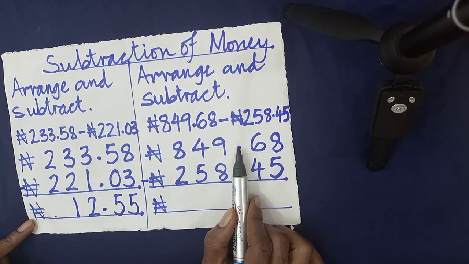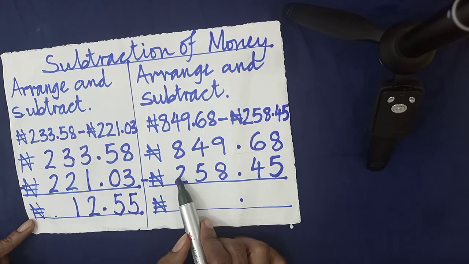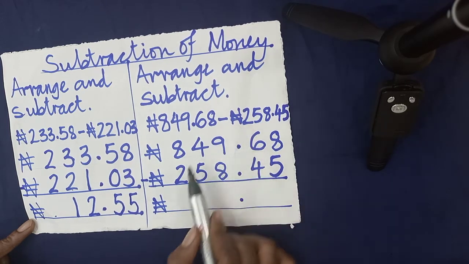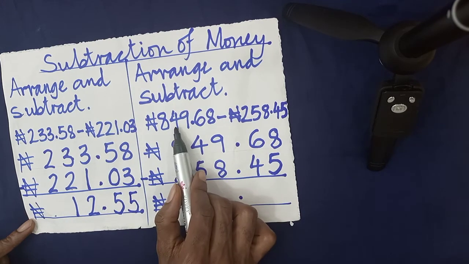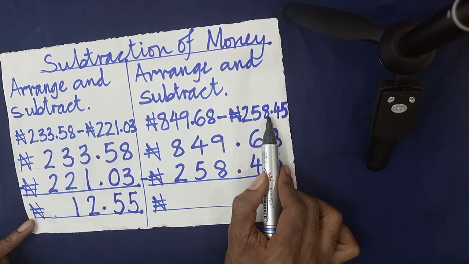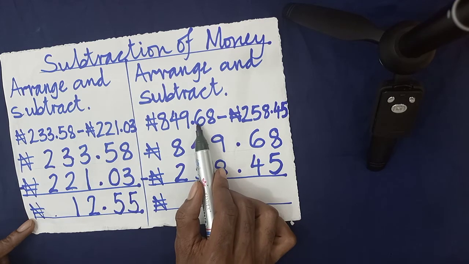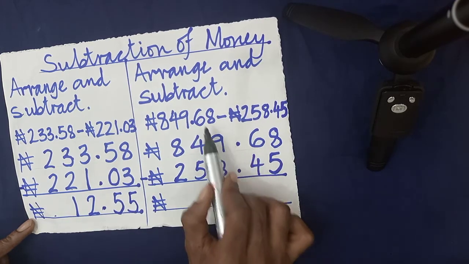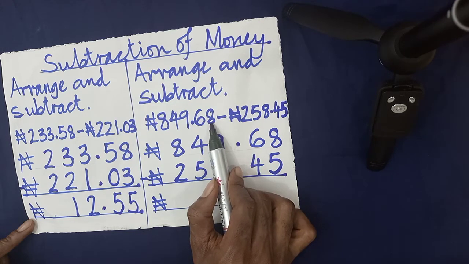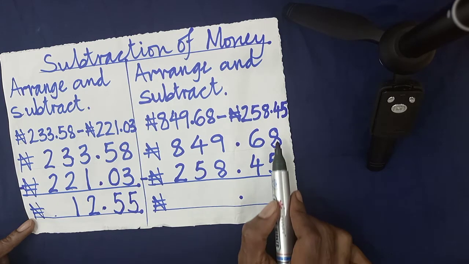There are 3 digits before the decimal point, so 849. There are also 3 digits before this decimal point, so 2, which is the first digit here, goes under 8. 5, the second digit, goes under the second digit for the first number, and 8, which is the third digit for the second number, goes under the third digit for the first number. After the decimal point, the first digit is 6 here, the first digit is 4 here, so 4 goes under 6, while the last digit for this amount is 8, and the last digit for this amount is 5, so 8 goes above 5, and 5 goes under 8.